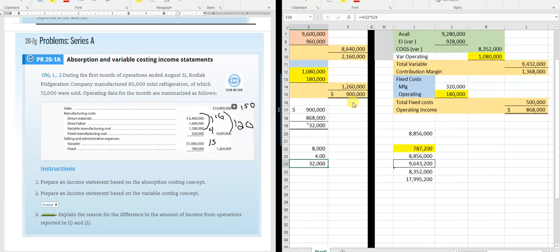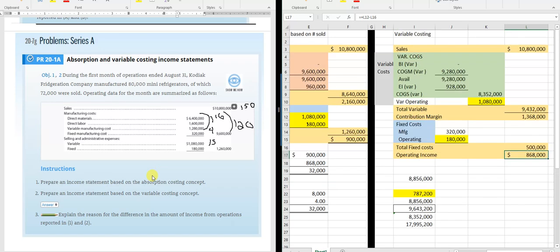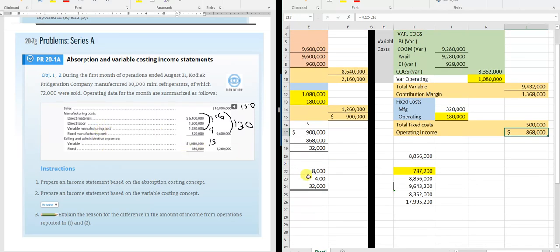So notice in the prior problem, you had absorption costing and variable costing, but notice my income here under absorption is higher than variable, whereas if you go to exercise 3, it was flipped. This one was lower than this. And the answer is it's because of whether I add in fixed costs from last period or take out fixed costs from this period. So in this case, under variable costing, I had $320,000 of fixed manufacturing.